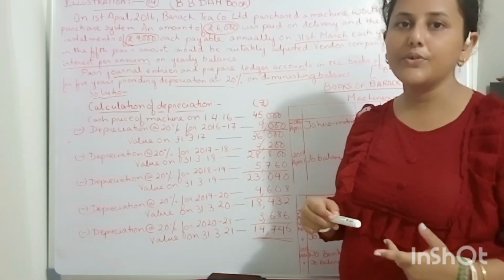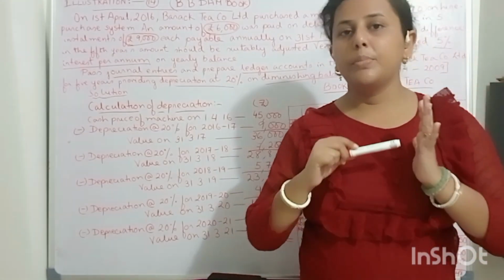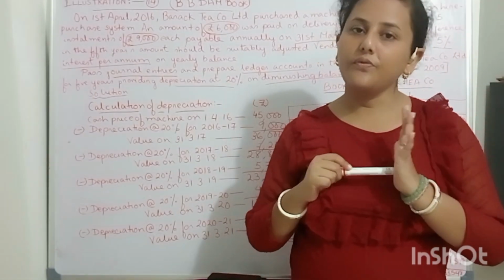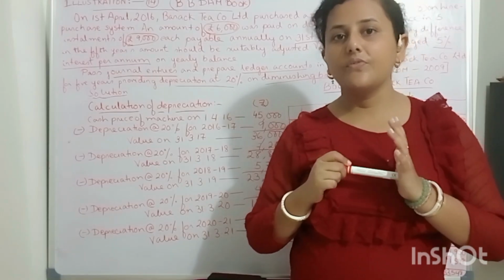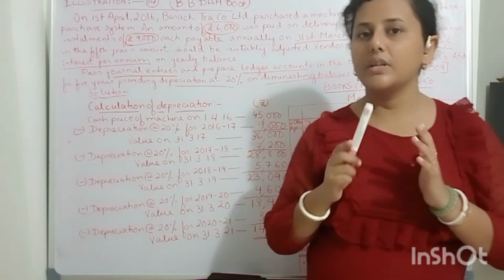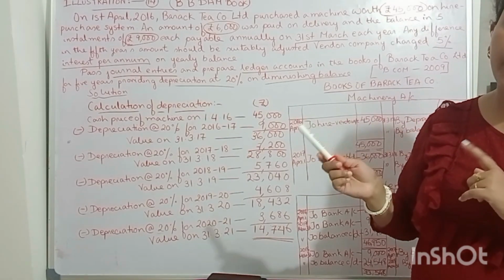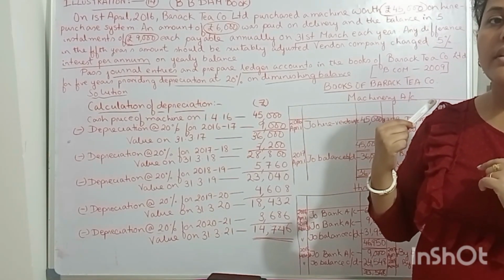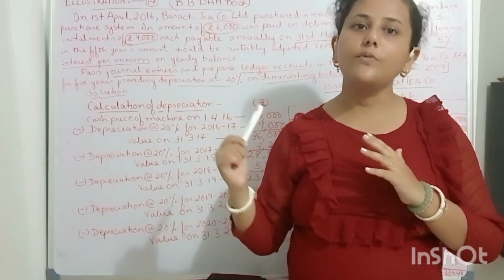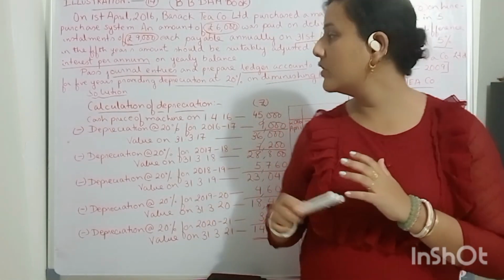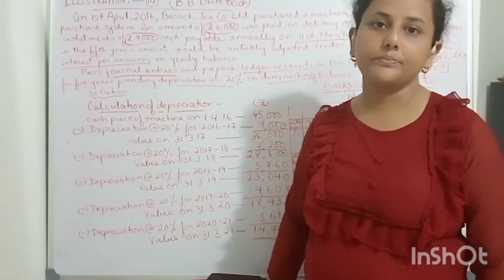The 4 entries for year ending, that is interest due, payment of installments, charging of depreciation, and transfer of interest and depreciation to statement of profit and loss account, you have to pass with the amounts and the dates for the subsequent years. You have to do that for 5 years, because it is 5 years of payment of installments.